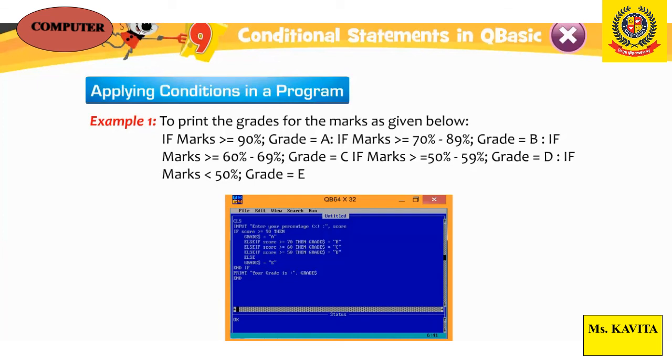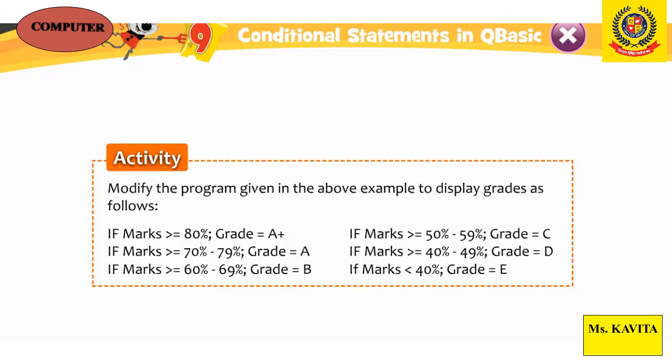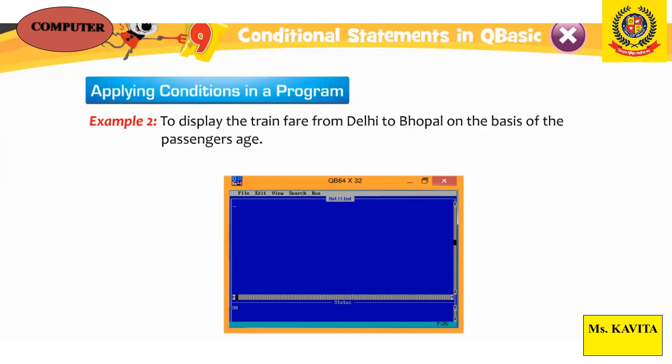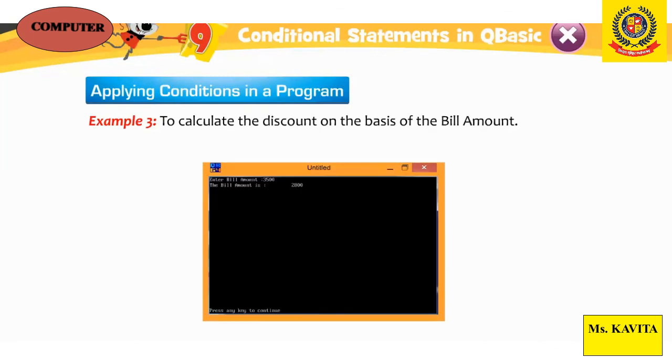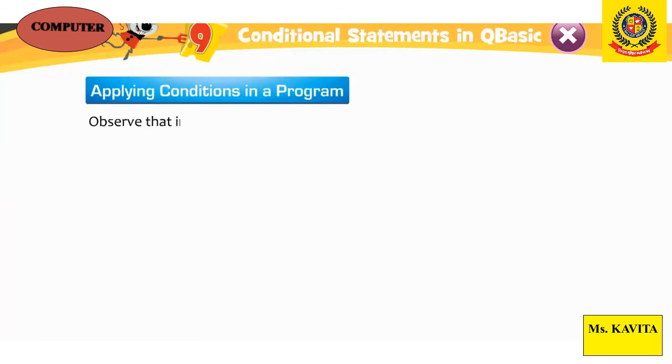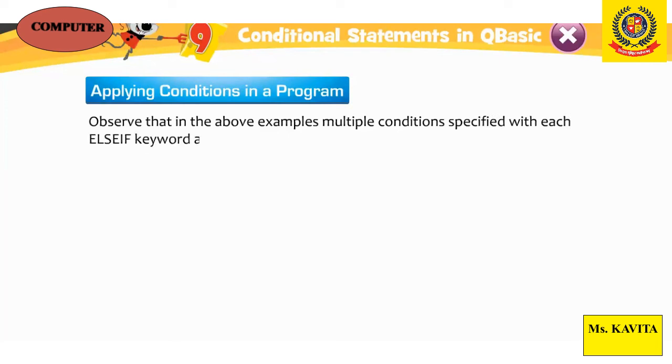Now two or three programs are given here on page number 119. So children, you have to do that program to print the grades of the marks given below. If marks are greater than 90, grade A. If marks are greater than or equal to 70 up to 89, grade B. So one program is given on page number 119. Enter your percentage, then score, then grade. All the program and output, everything is given.